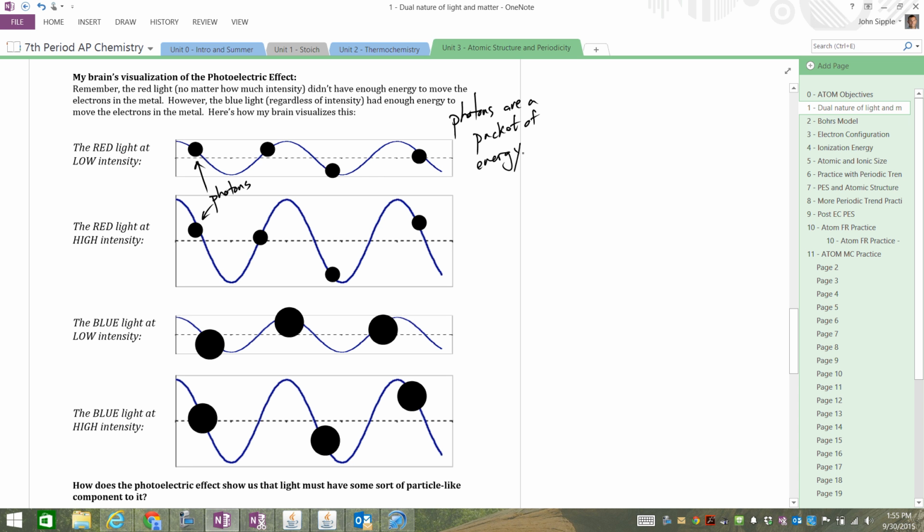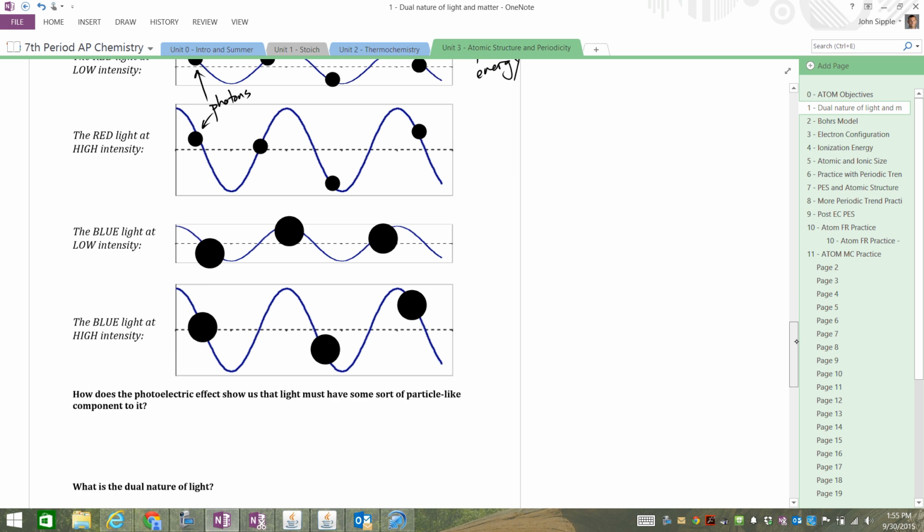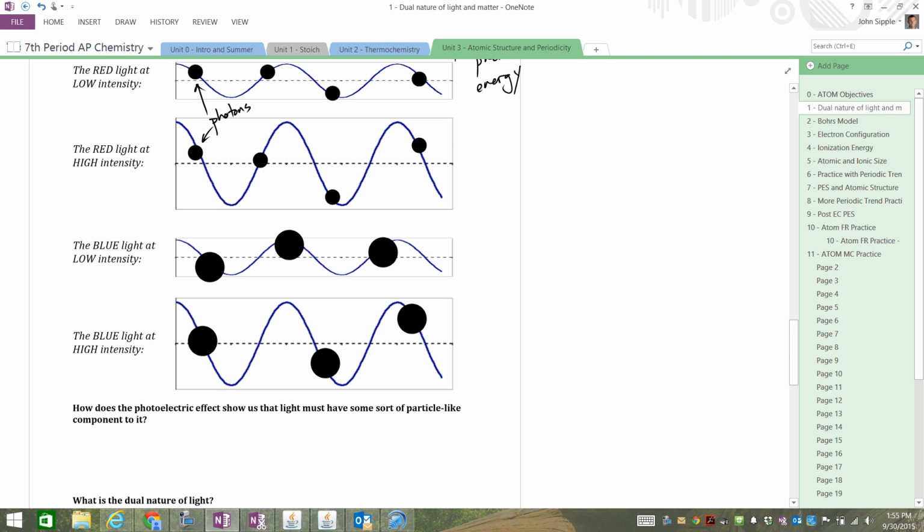So when we think about this, the red light's photons must be kind of small. It doesn't matter if the light's really intense, huge amplitude. Doesn't matter, because the same amount of energy is still going through in the photons. But the blue light, it doesn't matter what kind of blue light we show on it, the photons in the blue light, the packet of energy is larger. So it's able to hit the metal with enough energy to dislodge that electron and push it off of the metal to get current to run. That's kind of what's going on.